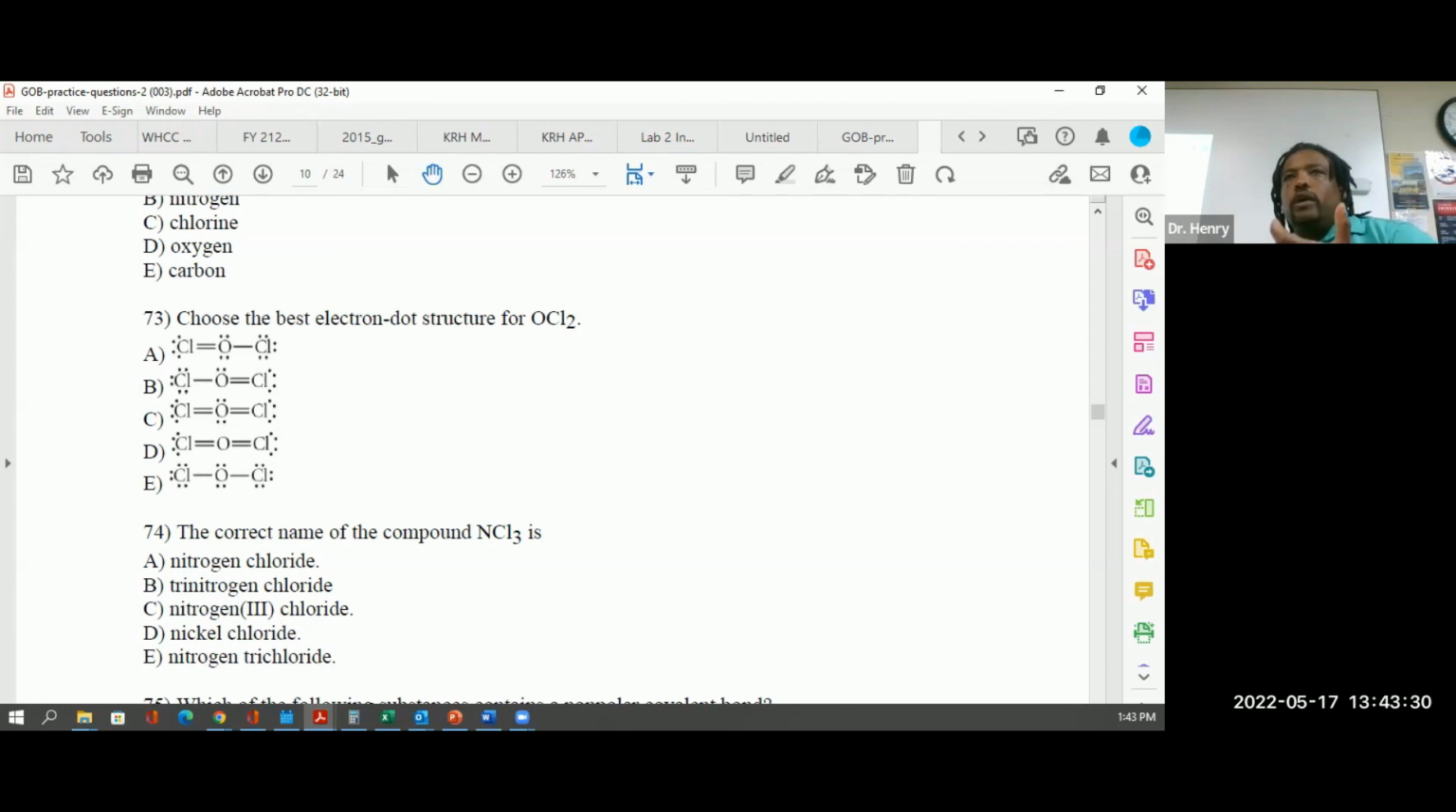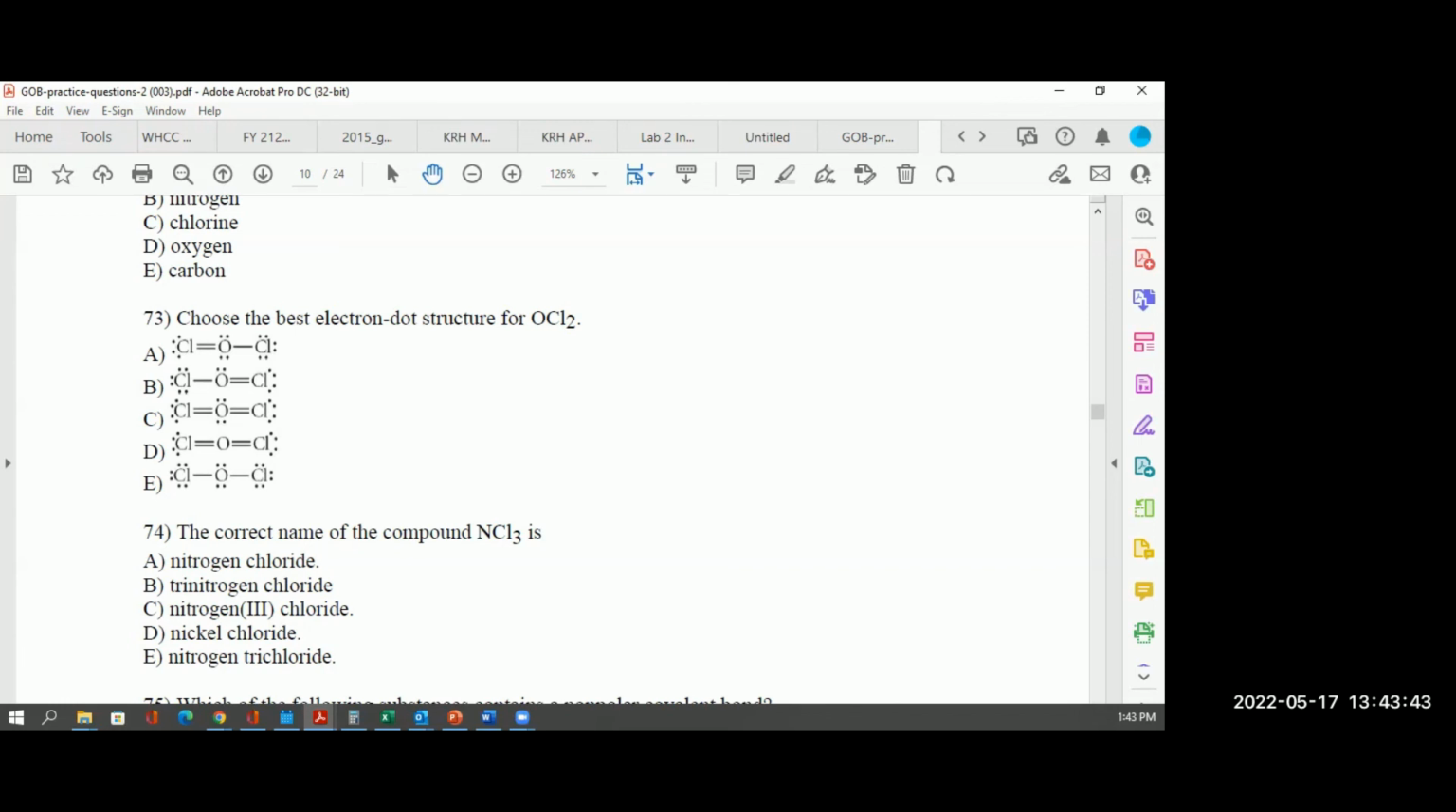The goal is to get to the octet. Everybody wants to get to their octet, so you want to find the easiest way to get there. You only want to use double bonds if you have to, because that's more energy. That makes sense.